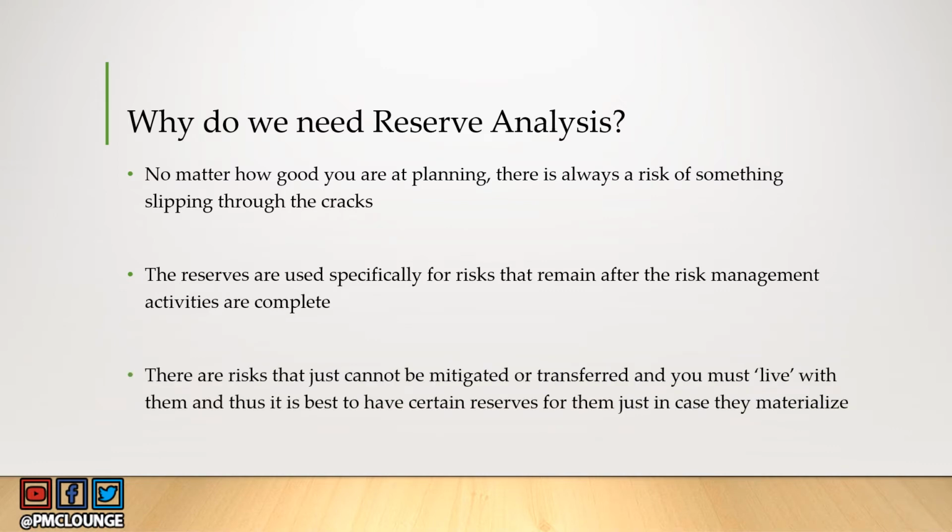Now, there are risks that just cannot be mitigated or transferred. There are risk management techniques, such as mitigation of risks and transfer of risks, that you would use when you find certain risks. But there are certain risks that cannot be mitigated or transferred, and you must live with those risks. So it is best to have certain reserves for them in case these kinds of risks materialize. They may materialize at any point in time, and it is best to have certain reserves to minimize the impact when such risks materialize.